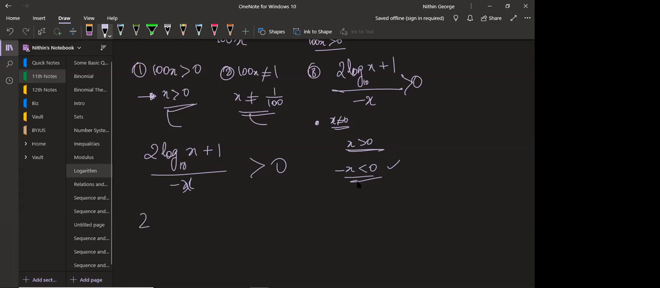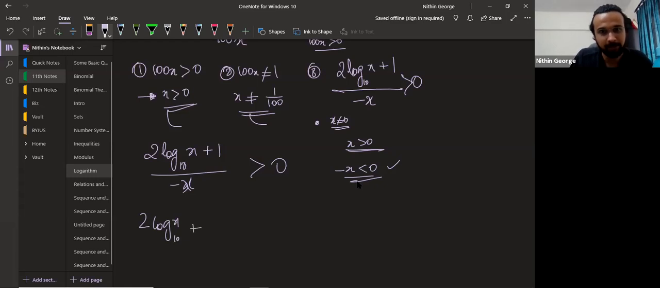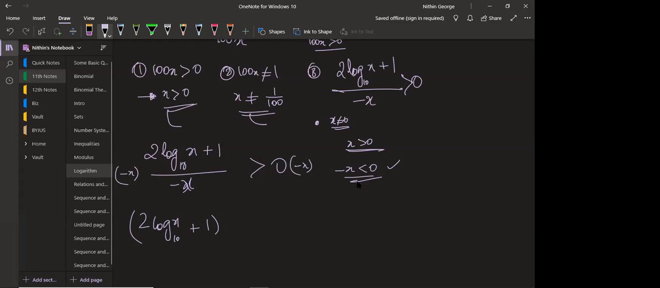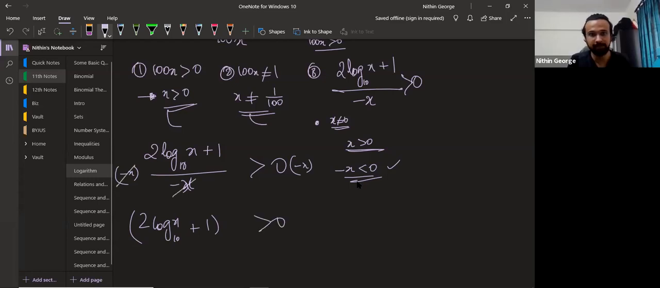All right. So log x to the base 10 plus 1. What am I doing now? I am going to multiply both the sides with minus x. If I multiply both sides with minus x, why am I able to do that? Because I know that it is negative. 0 into minus x is 0. This and this will cancel each other out. And then I am left with 2 log x to the base 10 plus 1 greater than 0.